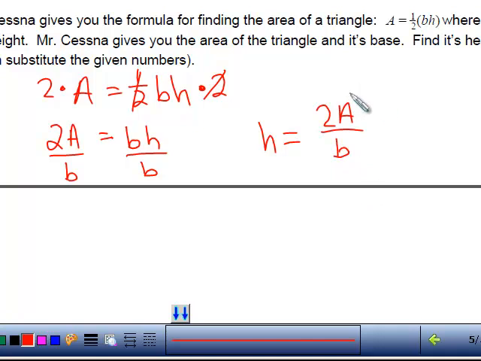What we can do now is whatever Mr. Cessna gives you as the area of that triangle, you would just substitute it in right there. And then if I gave you the base, you could substitute that number in right there. You could solve that, and you get the height. So that's why we're taking these literal equations and now transforming them into formulas.